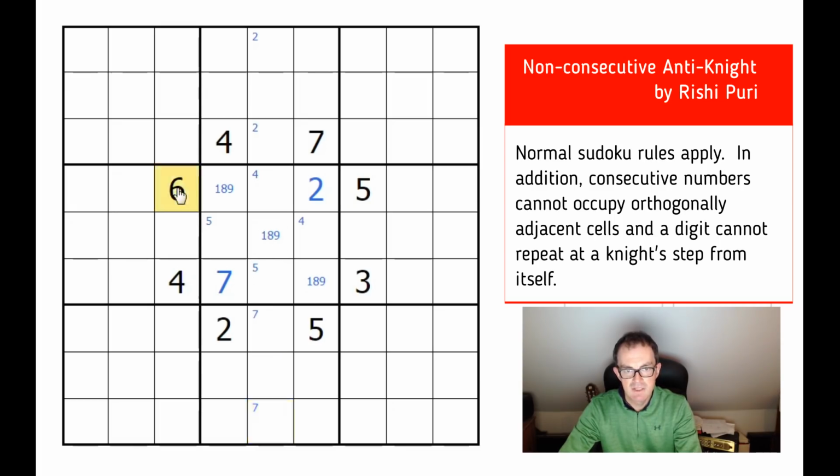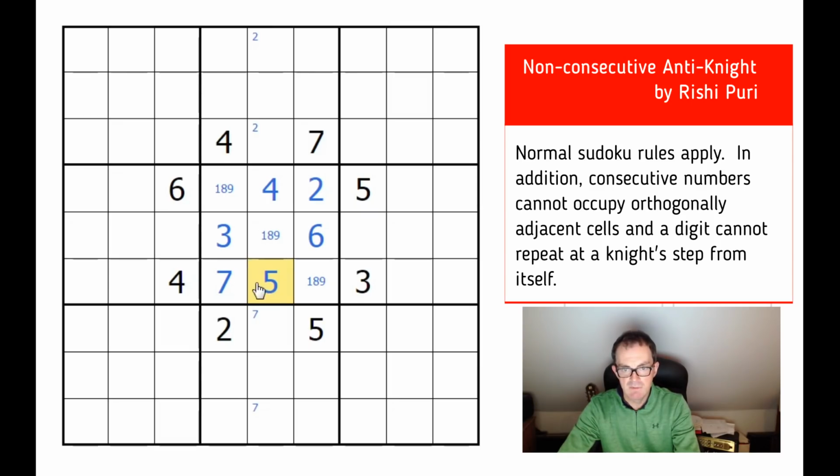Ah, now that's nice, isn't it? Look at this 6 now. This 6 rules out a 6 from this square, but a 6 can't go in either of those squares because then it would be next to a 7. So this square is a 6. This must therefore be a 4. 3 means this is a 3 and this is a 5. So we've made a bit of progress.